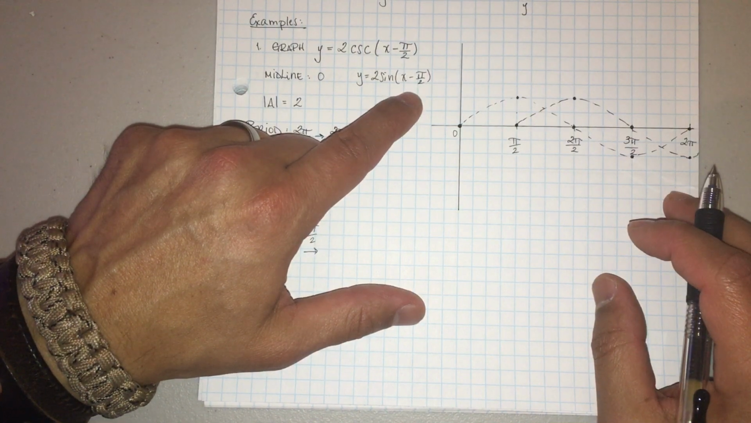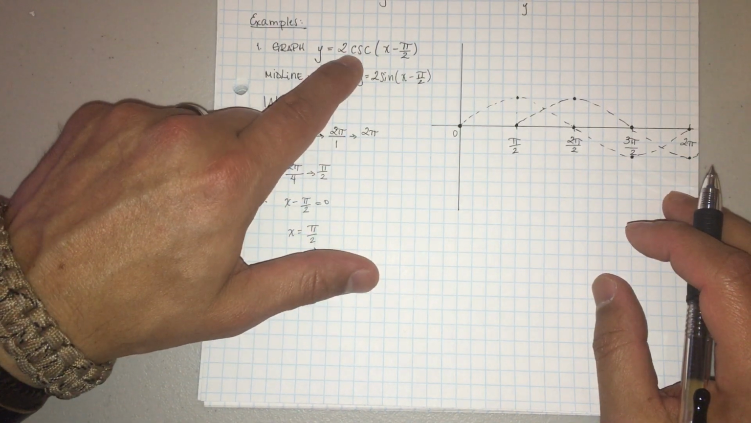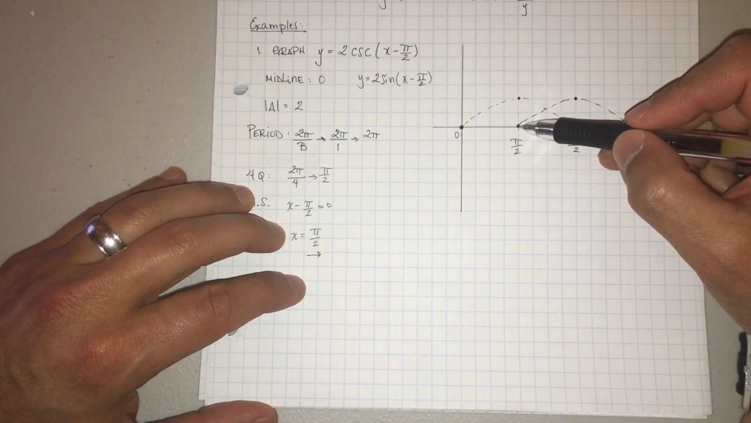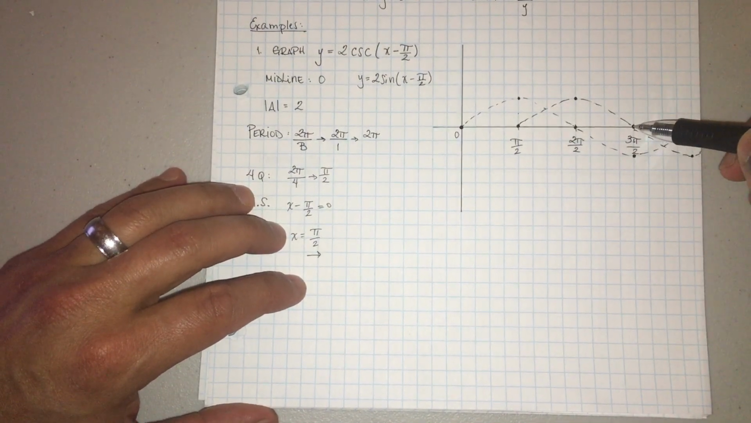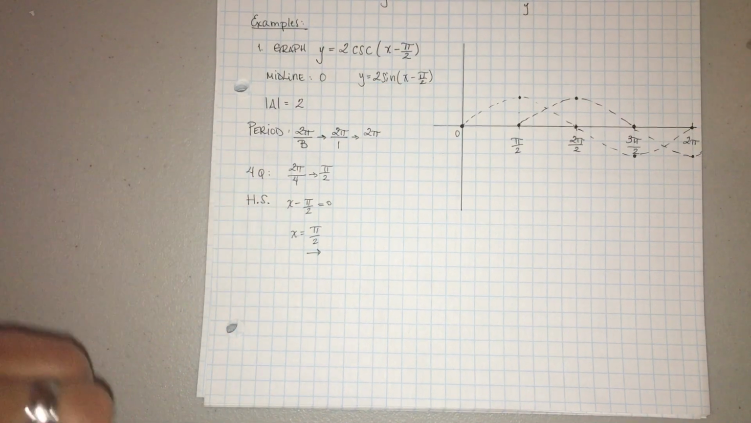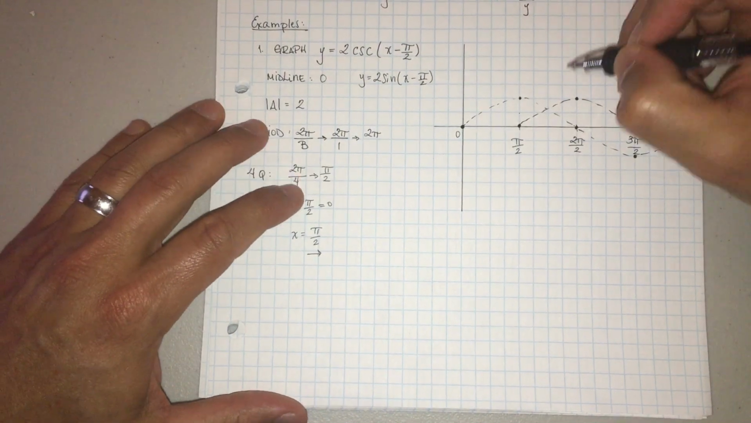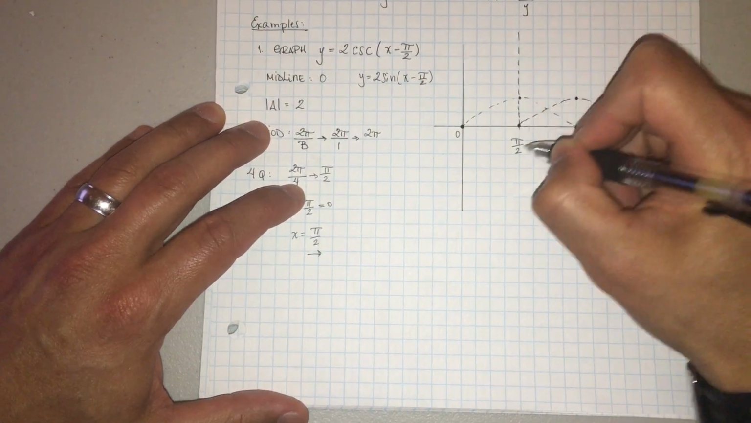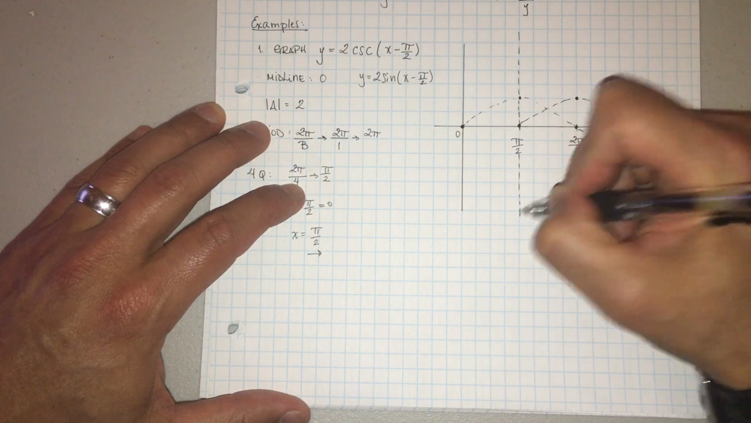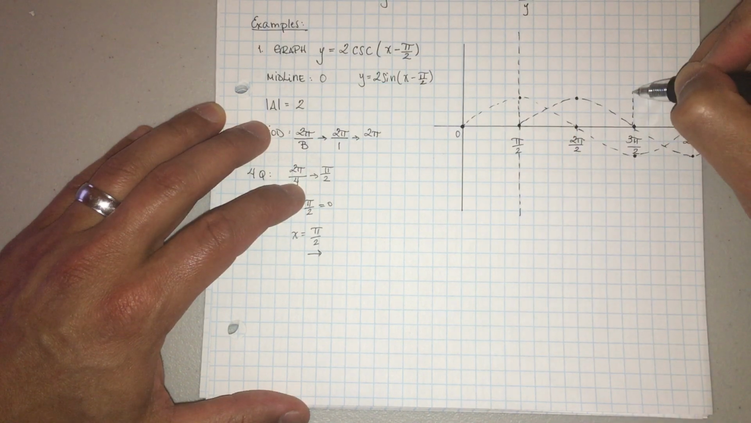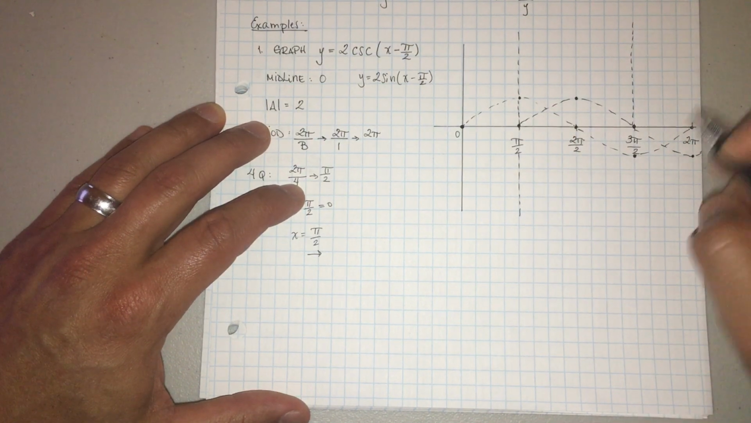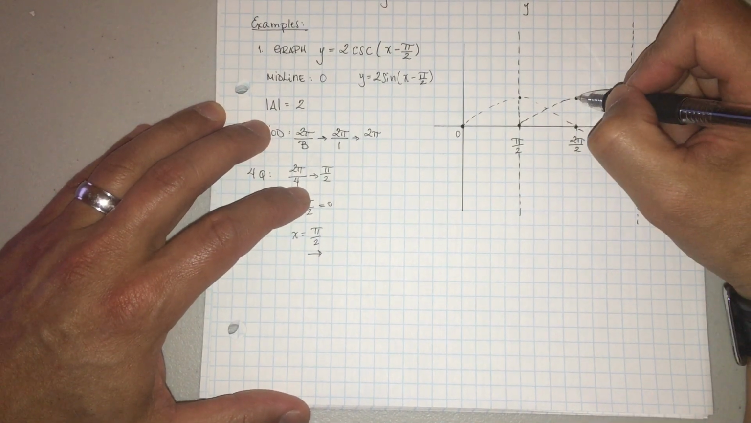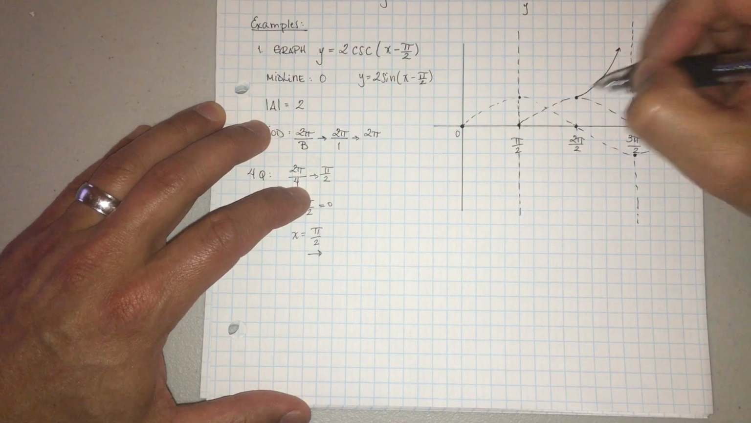But now, that's not what they want. They want what? They want cosecant, don't they? So here's what I'm going to do. Wherever I see the point crossing the midline, that's where it's going to become my asymptote. So here's my asymptote, right here. Again, my asymptote right here, right here, right there.